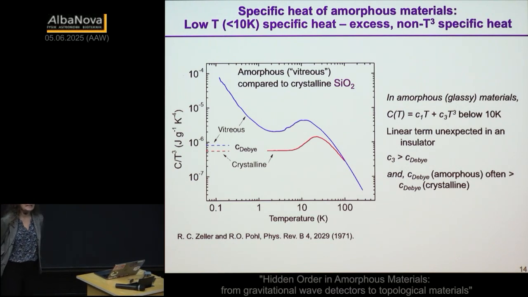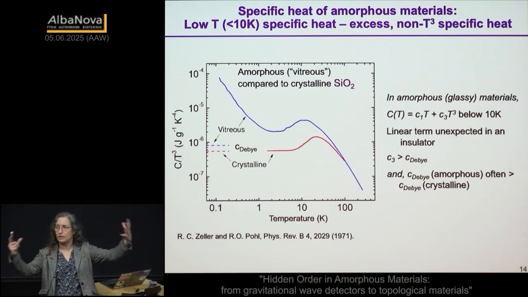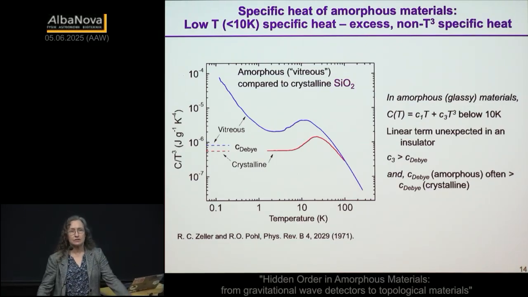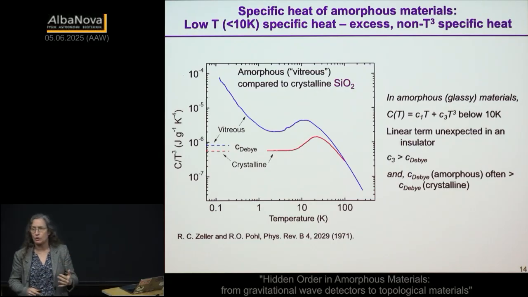Some things like silica, SiO2, you can actually cool pretty slowly. That's why we can blow beautiful Chihuly pieces of glass out of it, because you can cool it quite slowly and it will not crystallize. It will stay in that glassy state. Other things you have to quench very quickly.